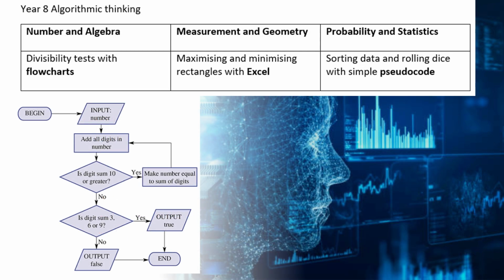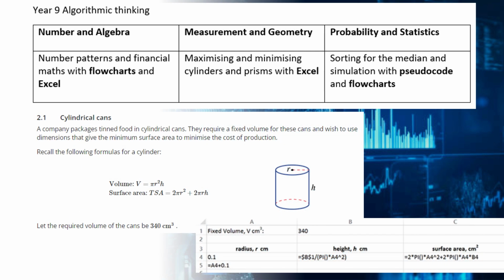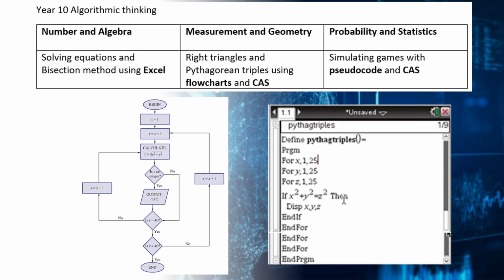In Year 8, we have 3 activities: one for divisibility tests, testing for divisibility using flowcharts; an activity for maximising and minimising rectangular areas; and there's also sorting data using very simple pseudocode in probability and statistics. In Year 9, a similar setup, and also in Year 10. There are 3 activities there as well, for the chapter of algorithmic thinking.